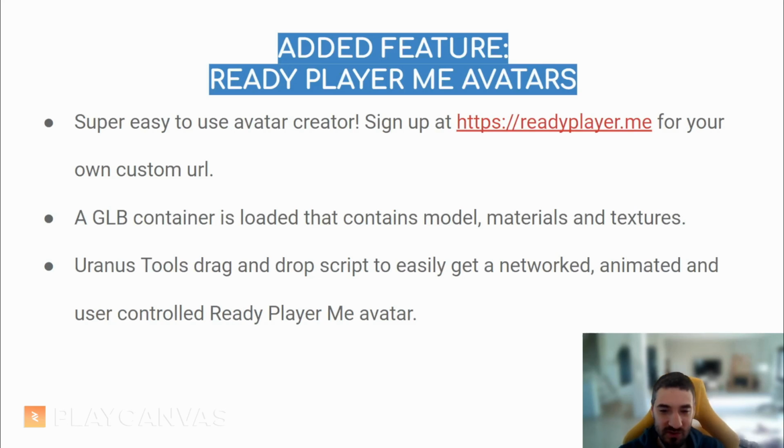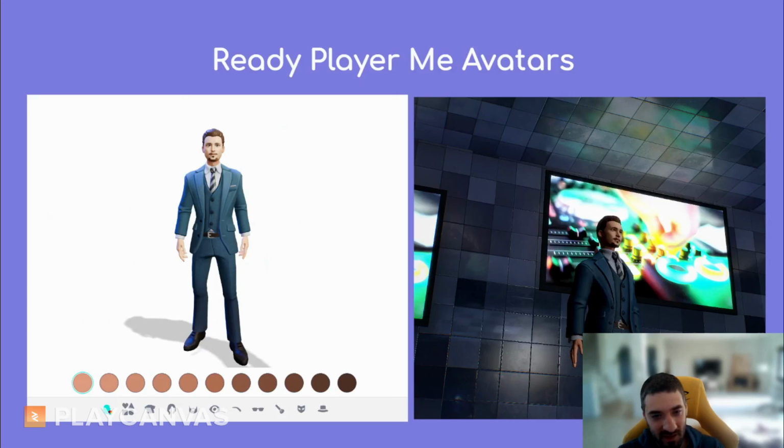We have a drag and drop script with Uranus Tools SDK that automatically can be used to get a network animated and user controlled Ready Player Me avatar in your scene with full multiplayer and everything included that you've seen here. Here to the left you can see the avatar creator. That's the default Ready Player Me avatar creator. And to the right, the final GLB model animated and exploring the solar stage demo.